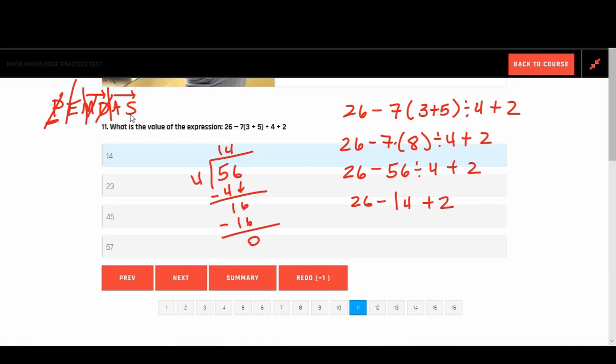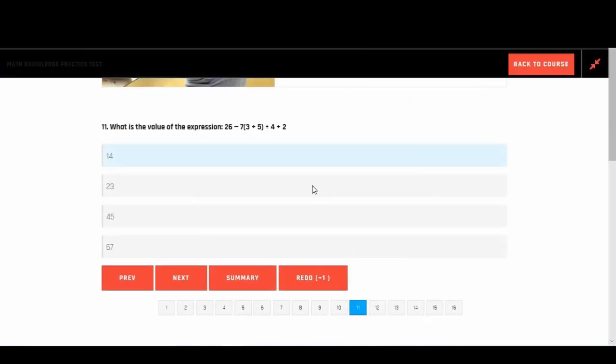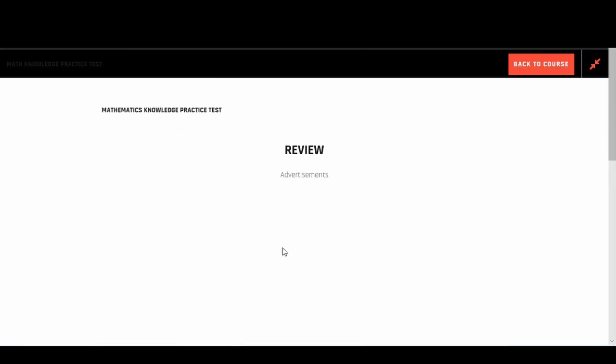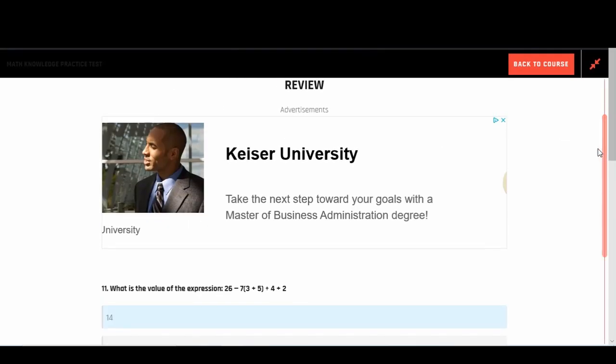Now we're doing addition and subtraction, albeit from left to right. So we do have subtraction and addition. So let's work on the subtraction first, since we're going from left to right. 26 minus 14 is 12. Again, we're dropping down that plus 2. Subtraction's done. Addition, 12 plus 2 is 14. So that's that problem. Okay, so we've had 2 problems requiring you to use PEMDAS.